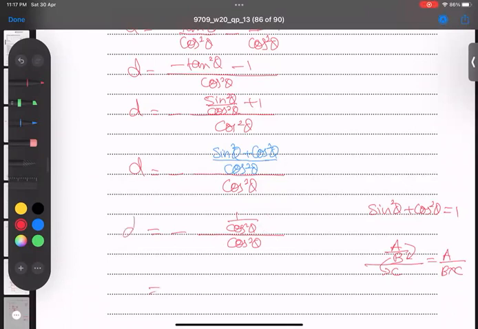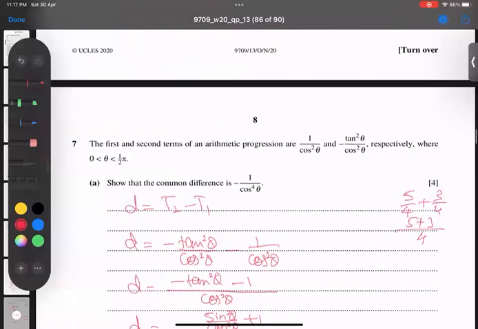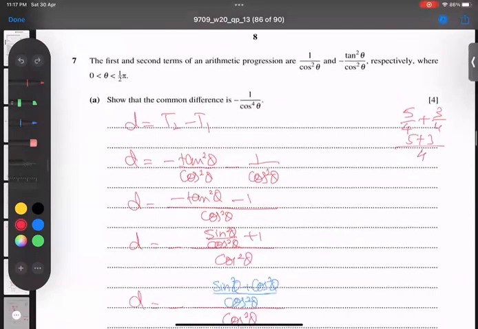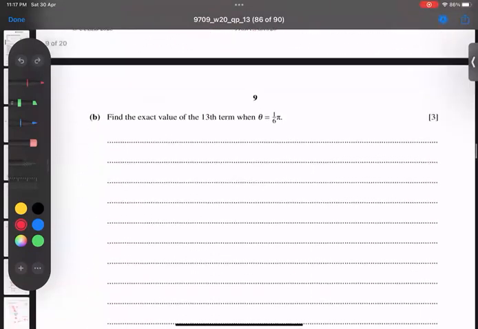And ultimately the common difference becomes this multiplied, and cos square into cos square becomes cos 4, proved. And our target was to prove the common difference is this one. Alhamdulillahi Rabbil Alameen. This is proved. And let's go for the next part.